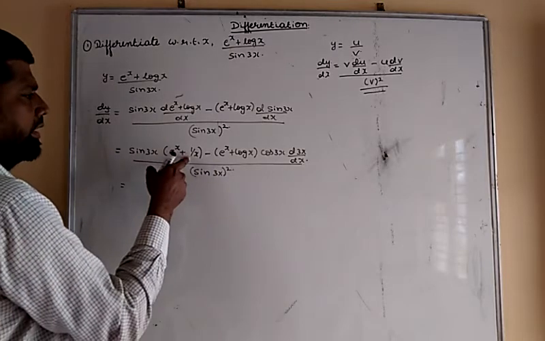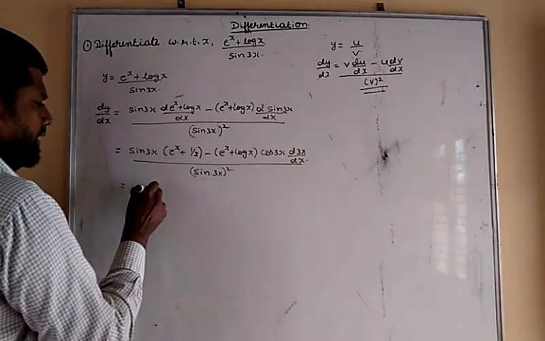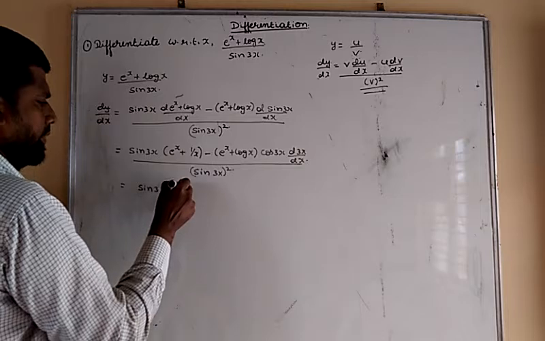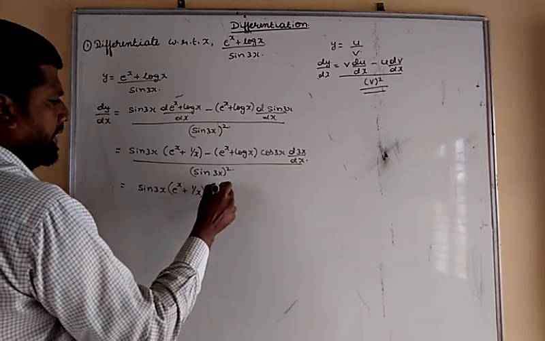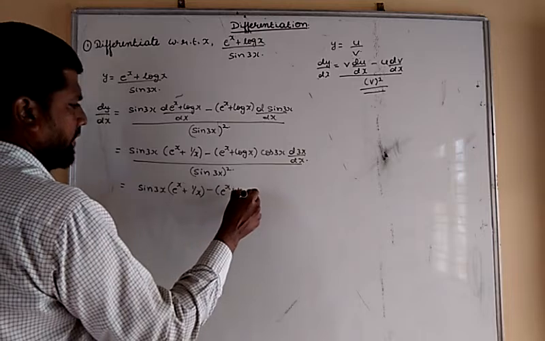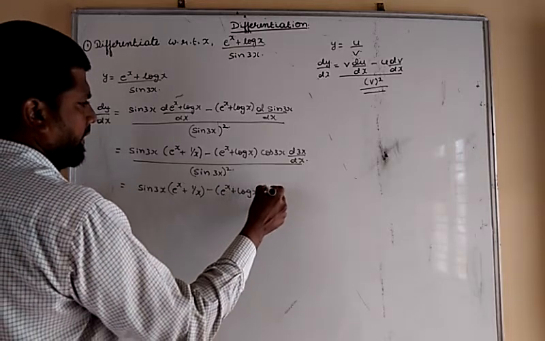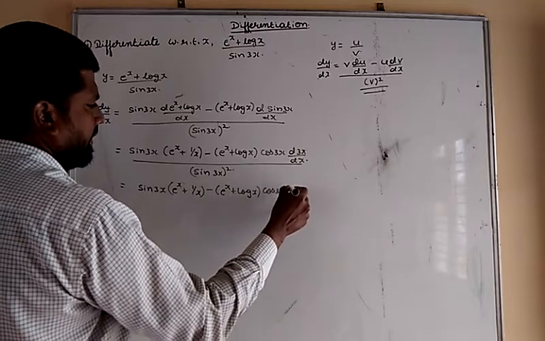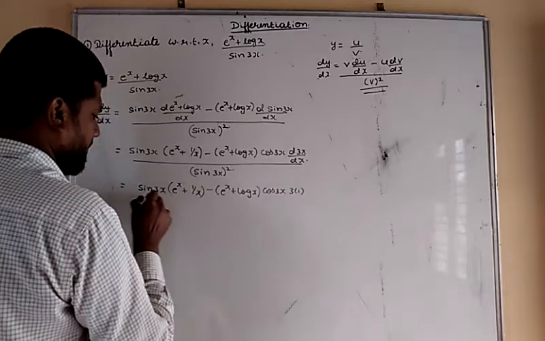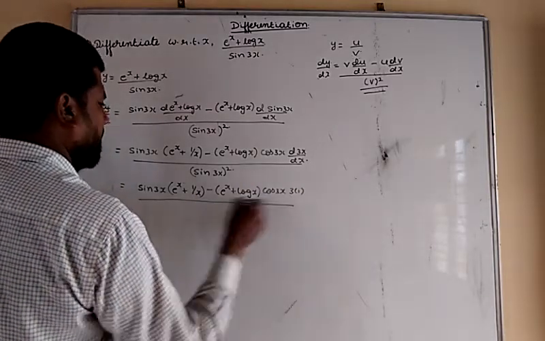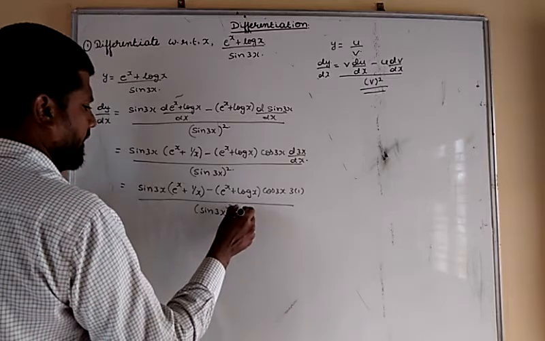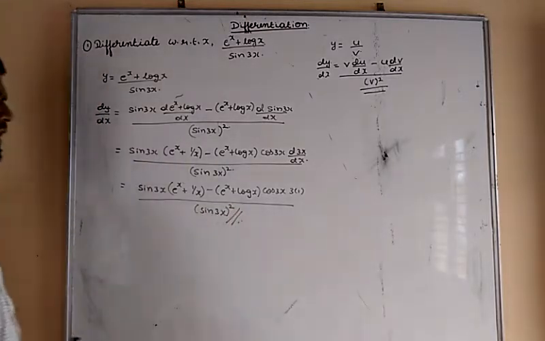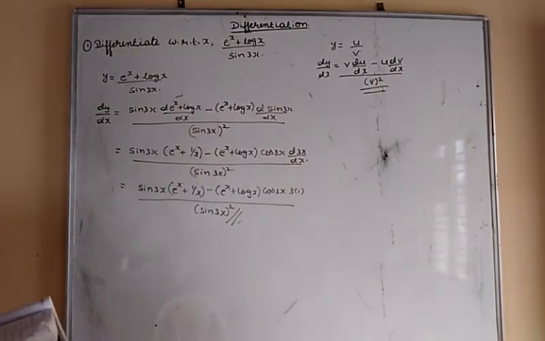Again here, so sin 3x into e to the power of x plus 1 by x, minus e to the power of x plus log x into cos 3x, 3 is a constant, x differentiation is 1. So you can leave it up to here only, or you can simplify, but even if you simplify you cannot cancel anything in this. Okay, take down.